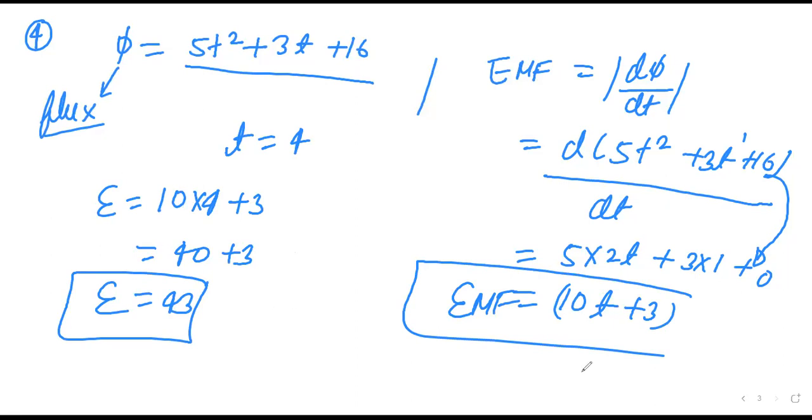Yes, sir. Okay, let's see the next sum, that is the fifth one. A cylindrical conductor of radius r is carrying a constant current I. The plot of the magnitude of the magnetic field B with the distance d from the center of the conductor is correctly represented by which graph?